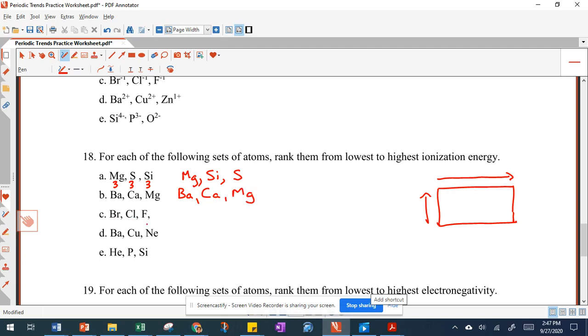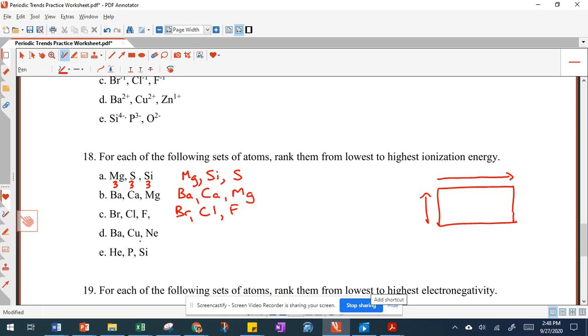Look at bromine, chlorine, and fluorine. These are also in the same group. So bromine has the most energy levels, chlorine the second most, fluorine the least. So bromine will be the least able to hold on to its electrons because of the large number of energy levels. Chlorine has the second most energy levels. Fluorine has the least number of energy levels, so it'll be the most difficult to take electrons away from fluorine.